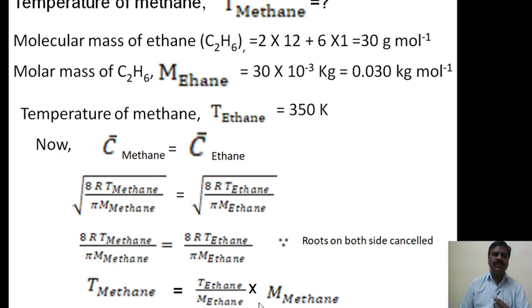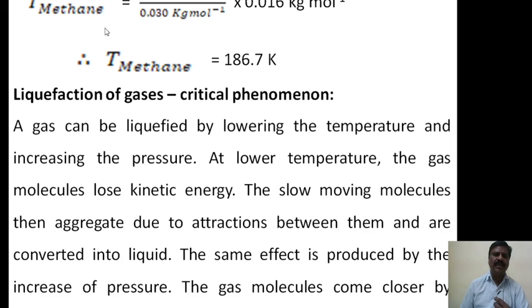You substitute the values here. Therefore, T methane is equal to 350 Kelvin divided by 0.030 kg per mole, into 0.016 kg per mole. The kg per mole units get cancelled, and after multiplication we get T methane equal to 186.7 Kelvin. This is the temperature, and this is the solution for the second problem.